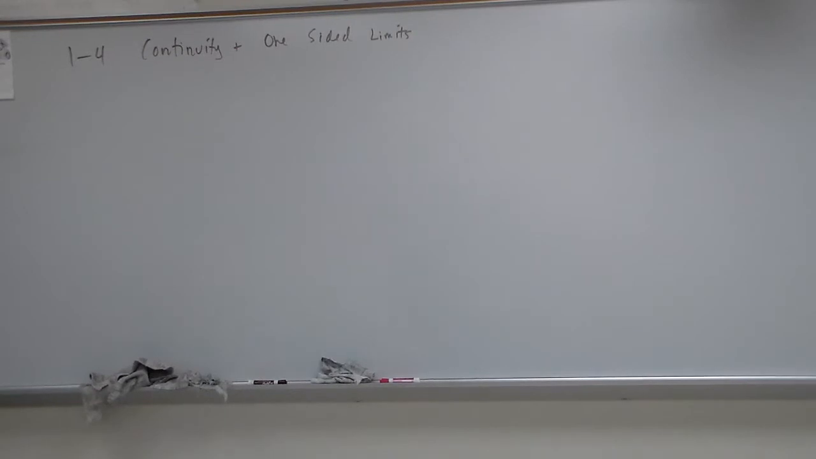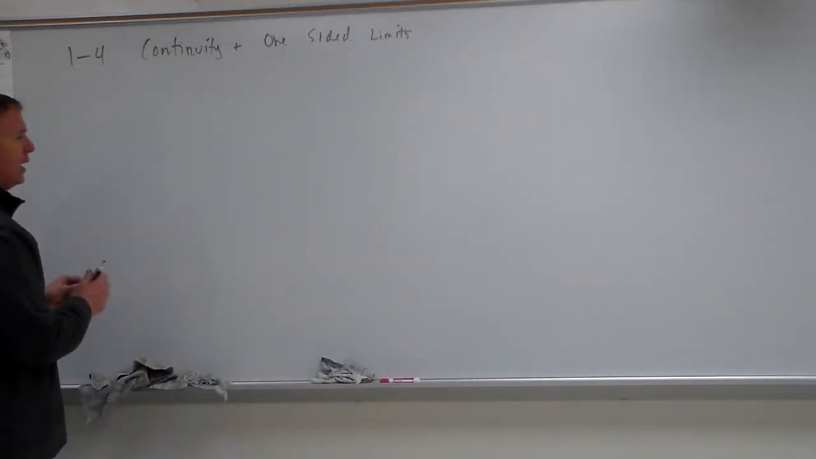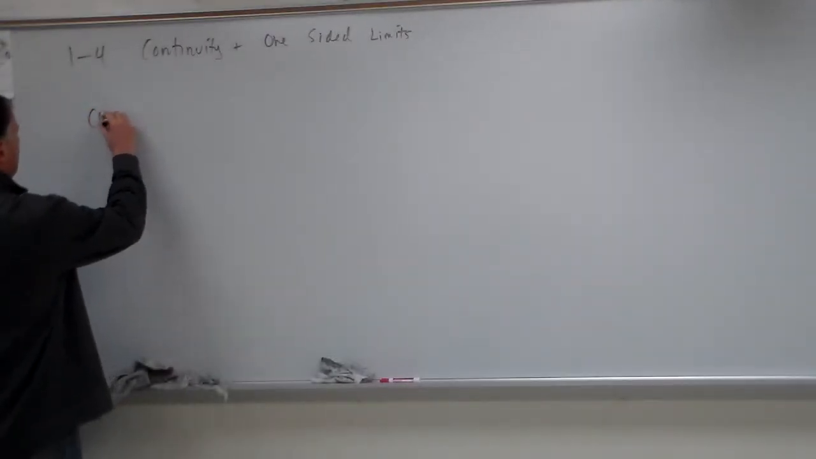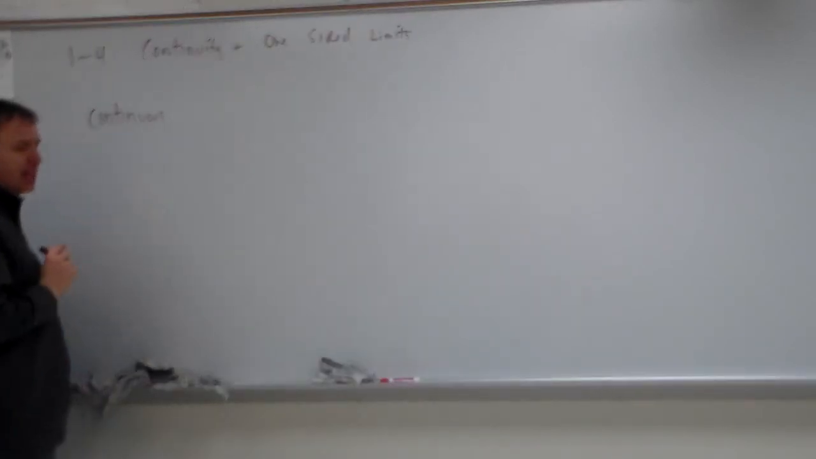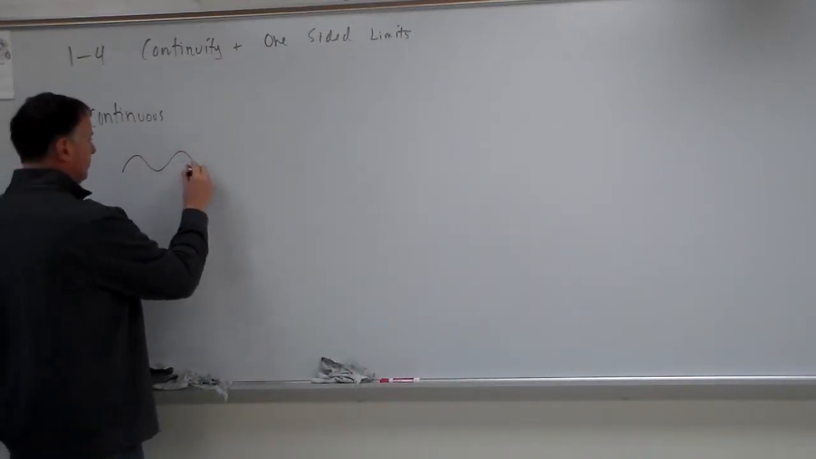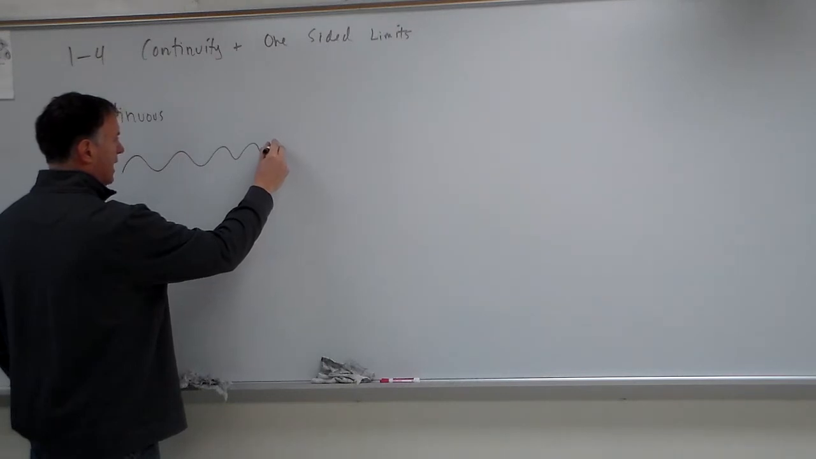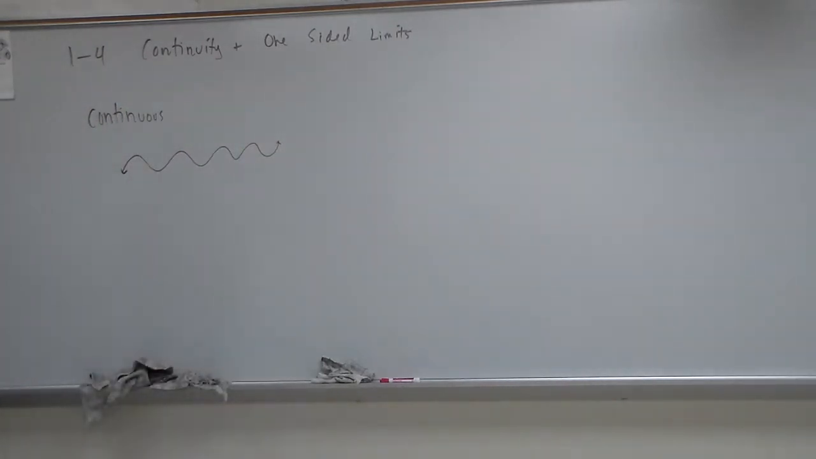Okay guys, so we're starting section 1.4 and it's about continuity in one-sided limits. The first thing that we want to talk about is something that is continuous. Something's continuous if you can draw it without lifting the pencil off the paper. That is continuous. Why? Because I can draw that without lifting the pencil off the paper.